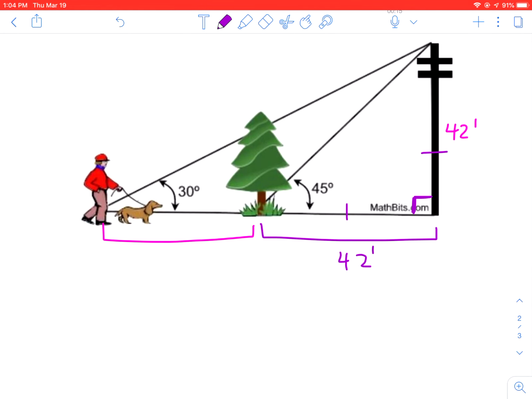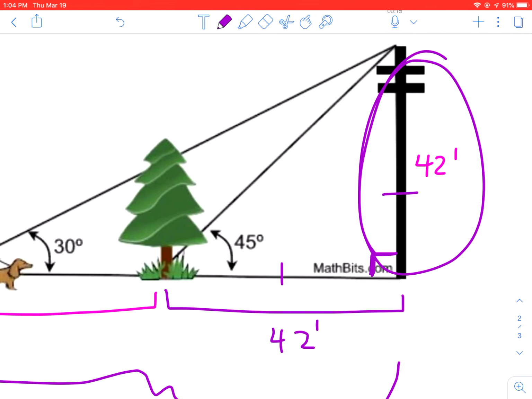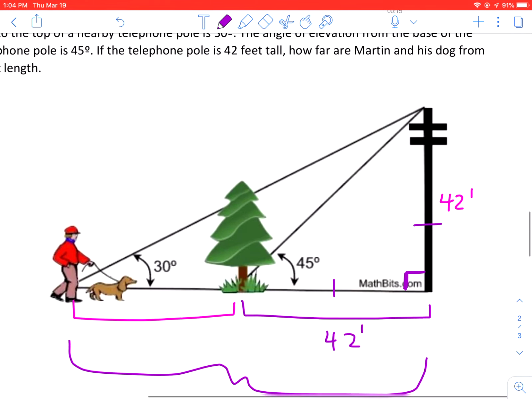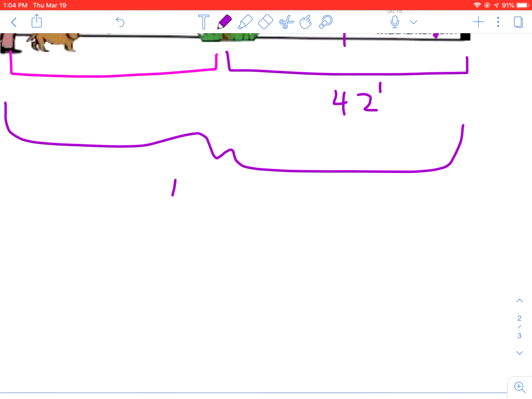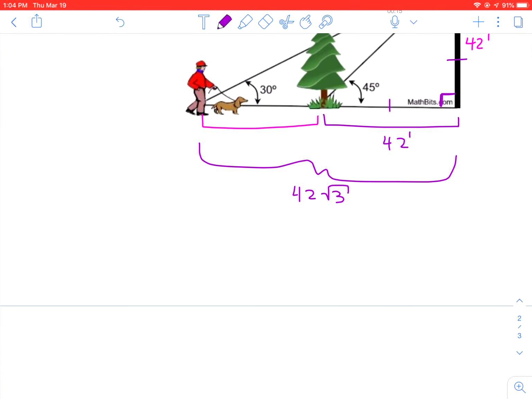And in this 30, 60, 90, well, that's the 30-degree side. This would be the shortest side of the 30, 60, 90. So the longer leg would be the shortest leg, 42, times radical 3. And so the distance that we're looking for now would be 42 radical 3 minus 42 feet.